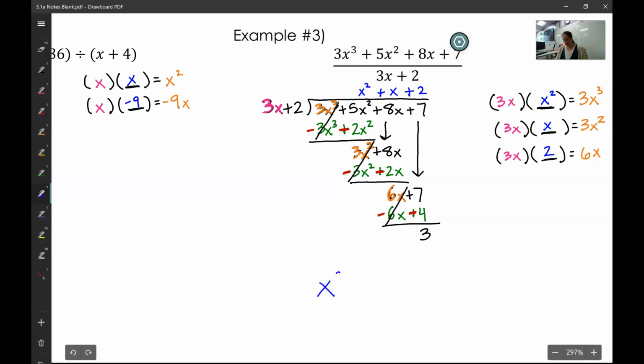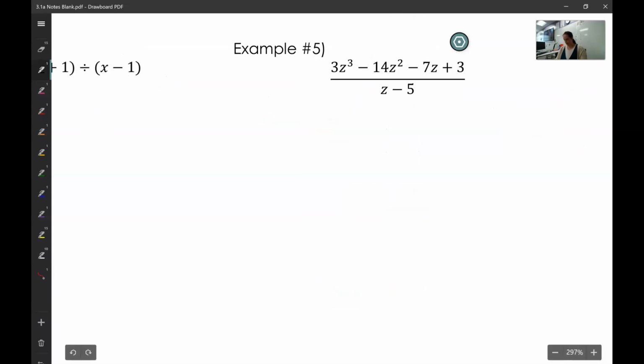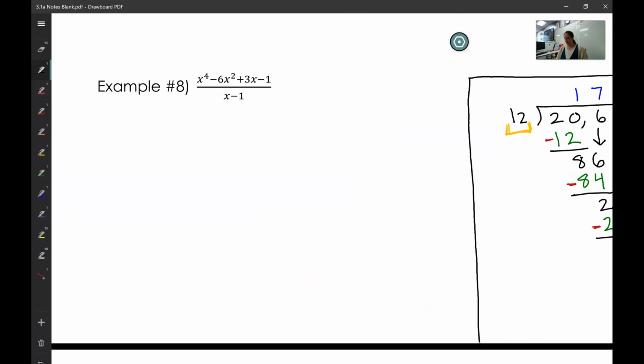How that works is you write your answer, x squared plus x plus 2. Then you're going to have your fraction, where your remainder is the numerator, and what you divided by is the denominator. Now, when we just have numbers, you were done. With equations, you have one extra thing you need to add, and that's that you need a plus in front of your fraction. And there we go.